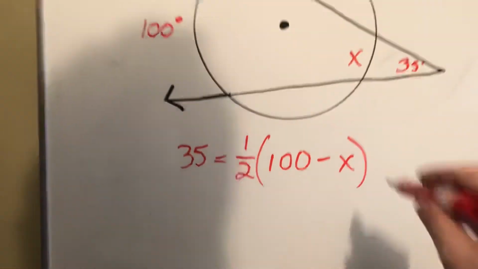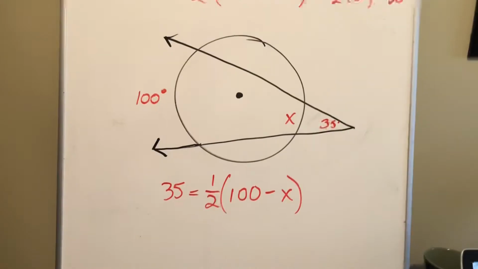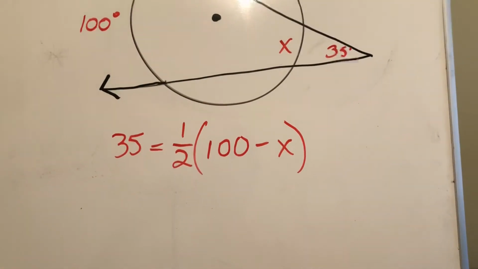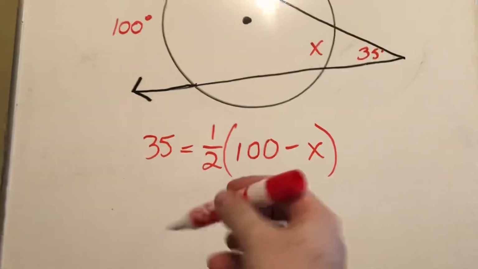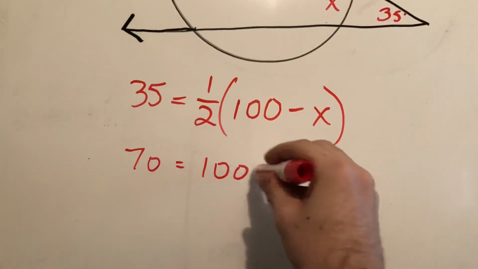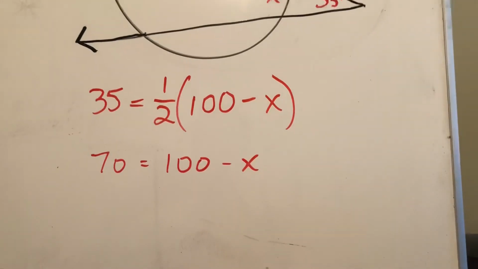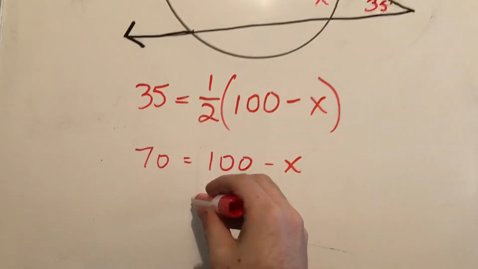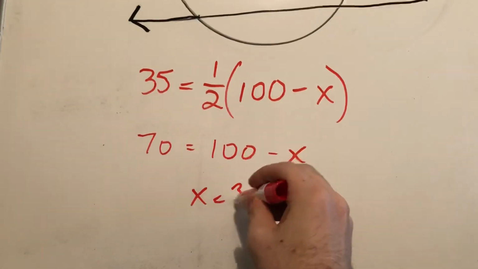minus x. X is in a little bit of a weird spot here. To solve this one, I would multiply both sides by 2. So if I double both sides to get rid of the 1/2, brings this left side up to 70. And we could subtract 100 on both sides, get -30, but you can see that x, once again, is going to be 30.